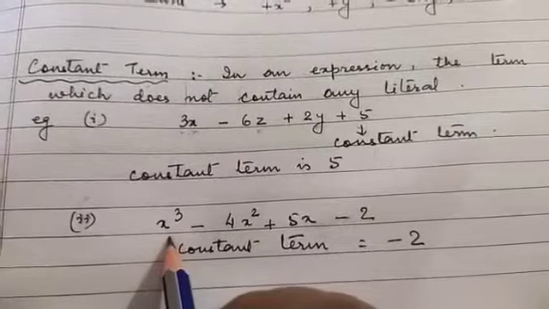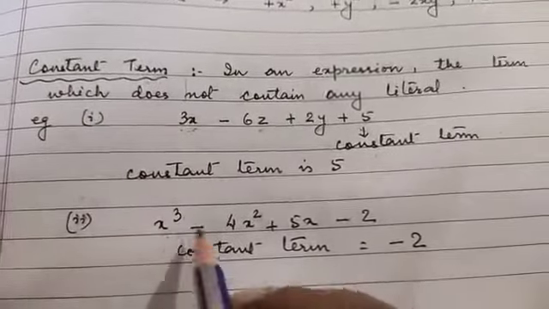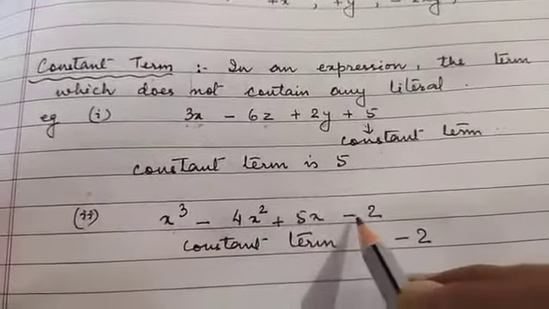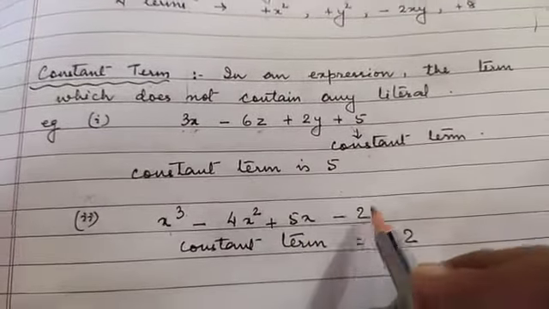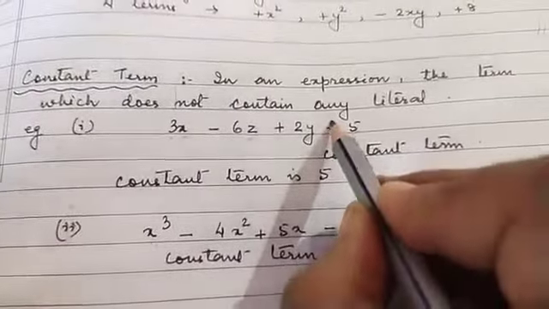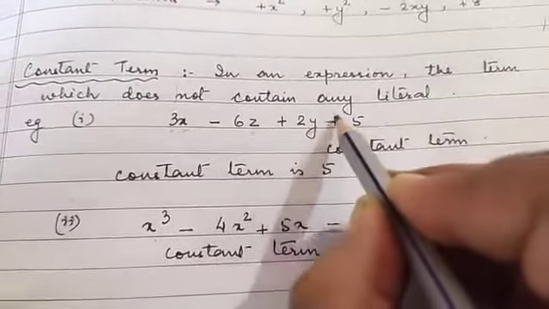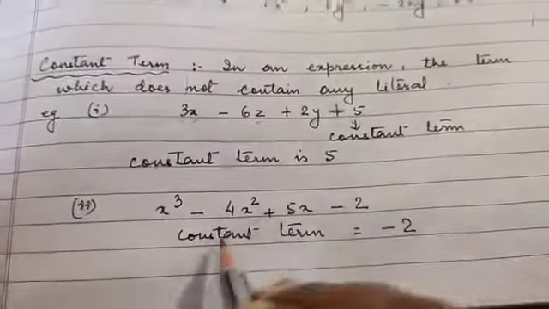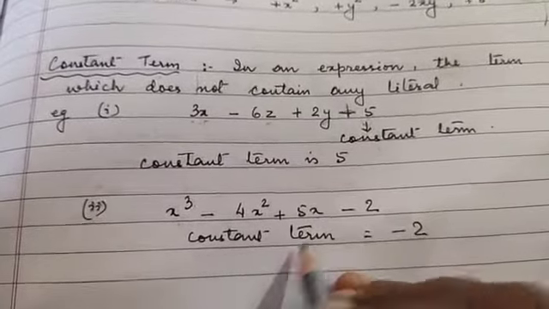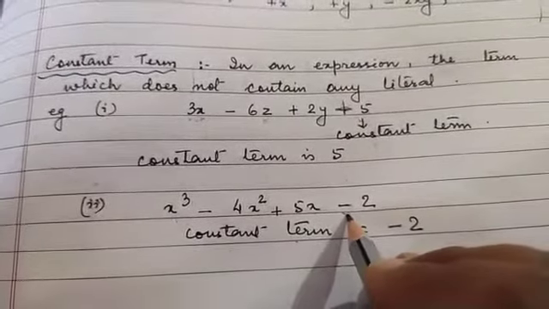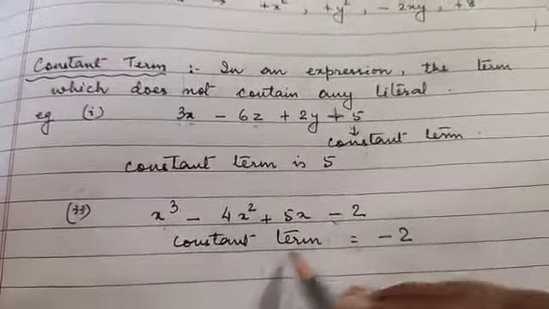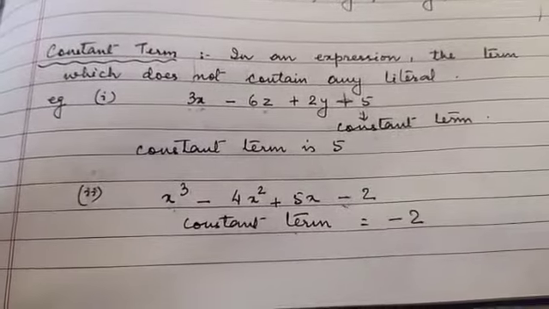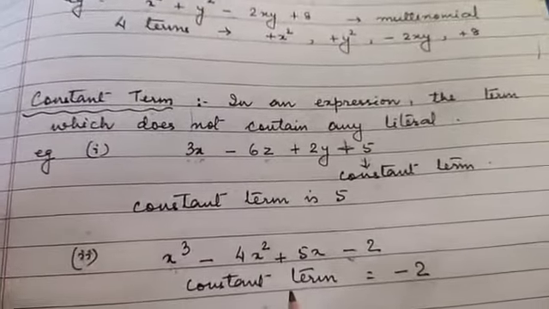Look at another example. x cube minus 4x square plus 5x minus 2. Here you see, in the previous example the constant term carried a plus sign before it, so we wrote only 5. But here the constant term carries a minus sign before it, isn't it? Then the constant term is what? It is minus 2. Clear? I hope till here it is clear.